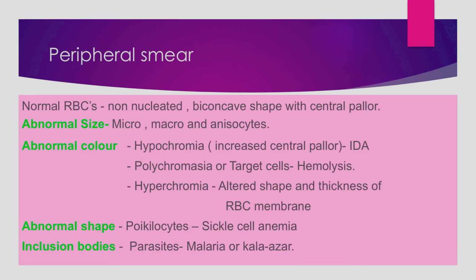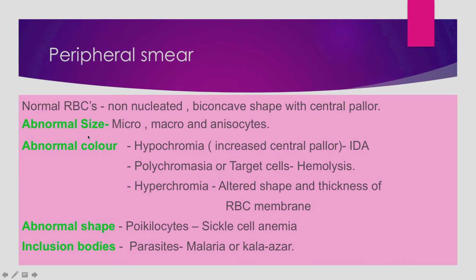The next test after red cell indices is the peripheral smear. In the peripheral smear, the normal RBCs are non-nucleated. We know there is no nucleus in RBCs; the nucleus is replaced by hemoglobin. They are biconcave in shape, and they have central pallor. The central region of the RBCs is not completely red. It is a little paler than the edges.